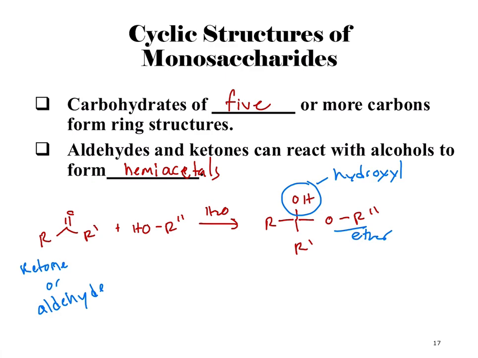And so here, these are between two different molecules, an alcohol and a ketone. But if we look at our carbohydrates, they have one side that's an aldehyde or a ketone, and on the rest of the molecule we have alcohol groups. We have the hydroxyl groups, right? So this means we can have what's called an intramolecular reaction, where we have this reaction not between two different molecules, but two different parts of the same molecule. And so this is going to close the structure and form a ring.